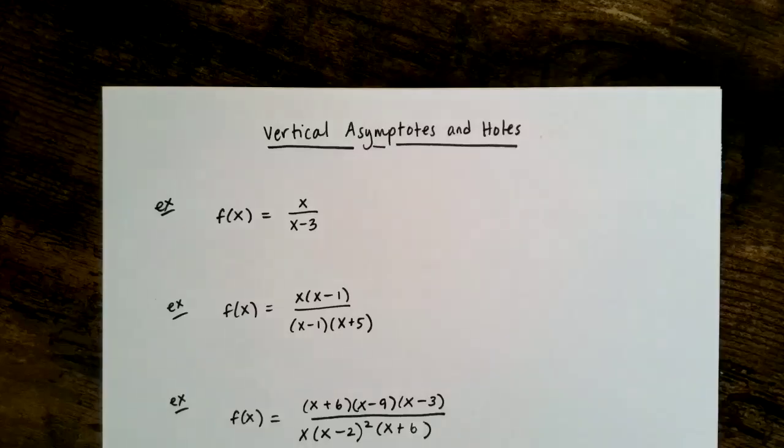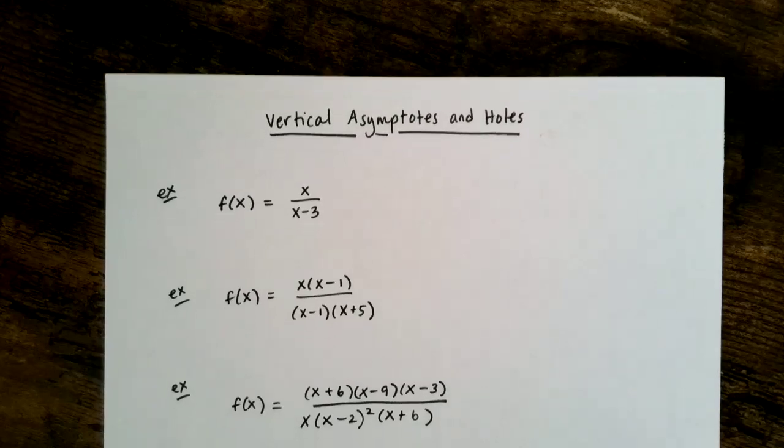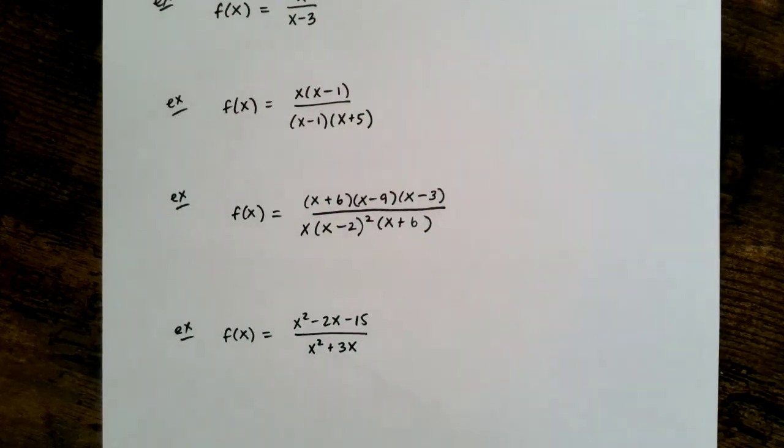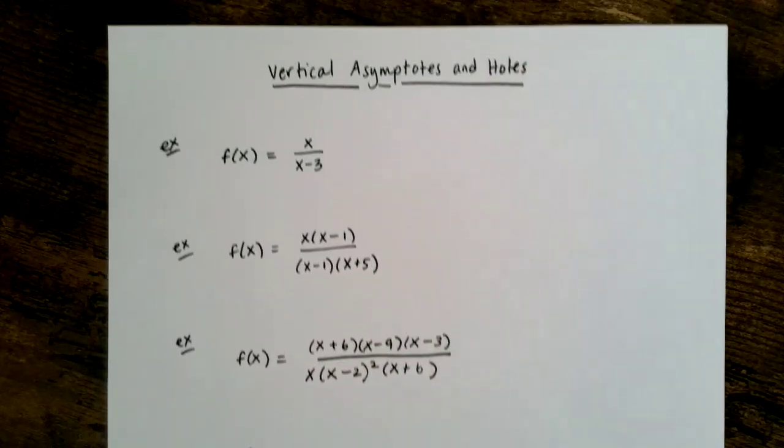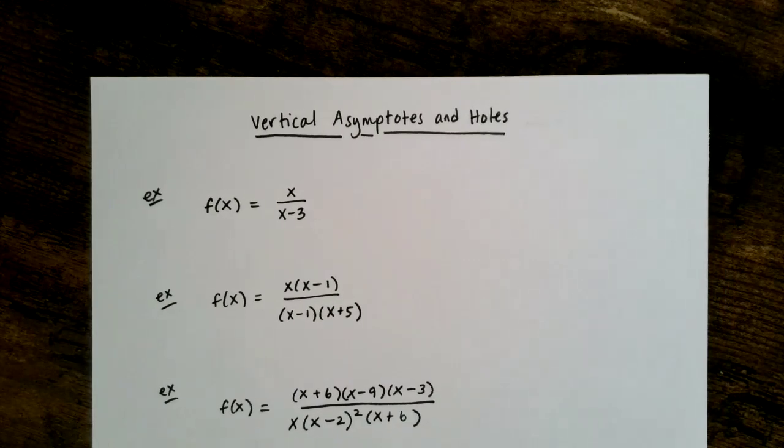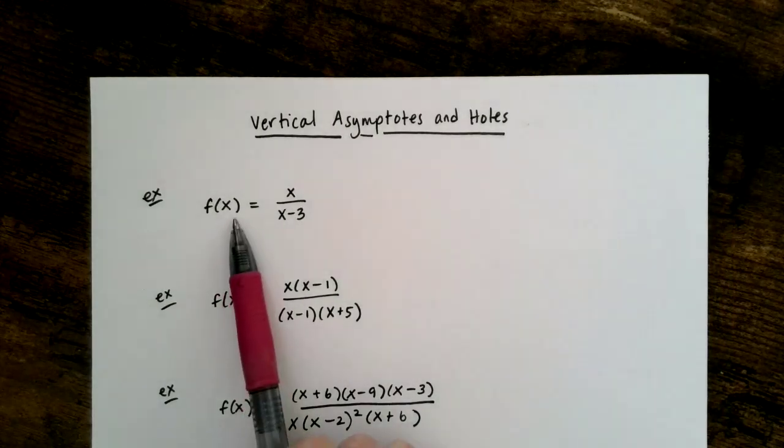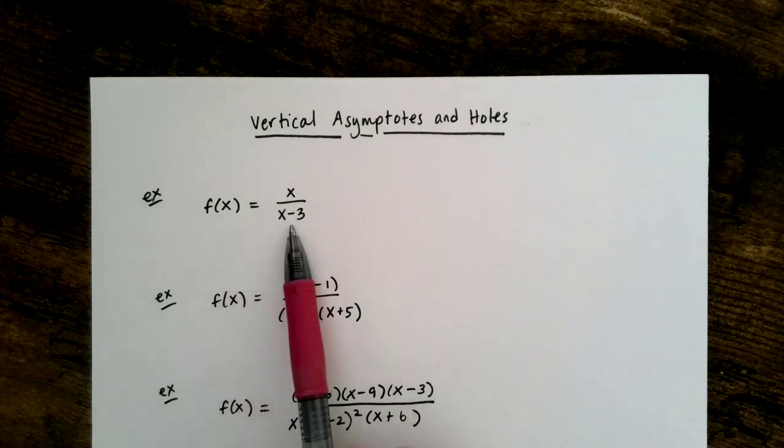Let's talk about vertical asymptotes and holes in rational functions. So you can see all the examples I'm going to do in this video. We'll end with this one at the bottom here. We'll talk about the vertical asymptotes and holes in each of these rationals. So let's start with x over x minus 3.